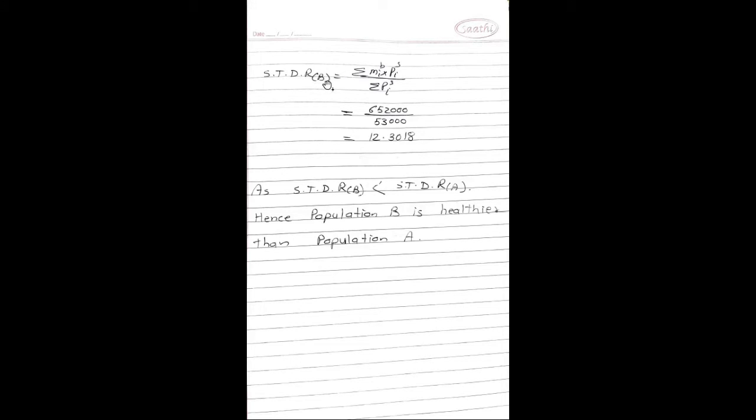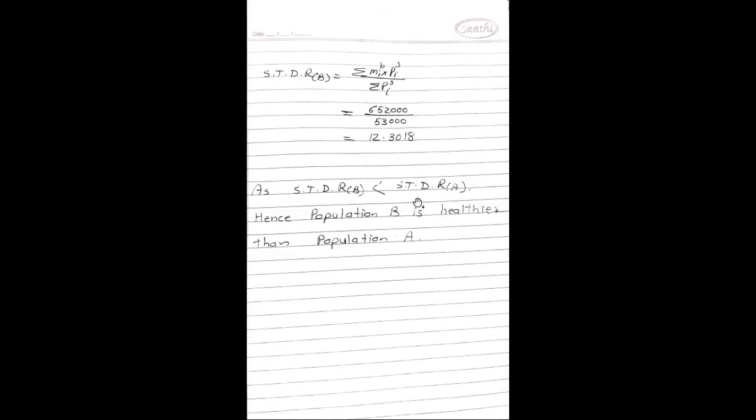STDR for population B is equal to summation MIB into PIS upon summation PIS. So MIB into PIS, the total is 6,52,000 and PIS total is 53,000. So 6,52,000 divided by 53,000, answer is 12.3018. So we can say that as STDR for B is less than STDR for population A, hence population B is healthier than population A.